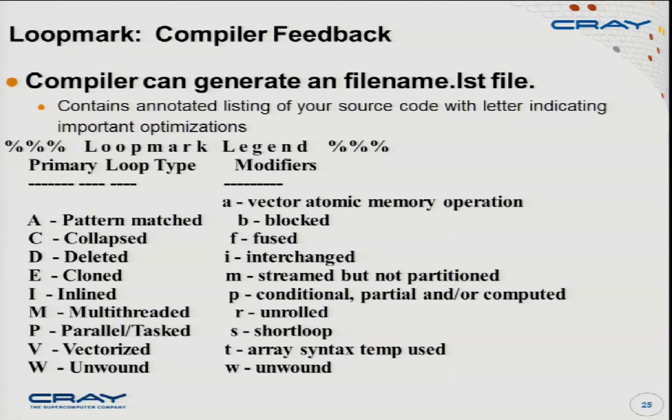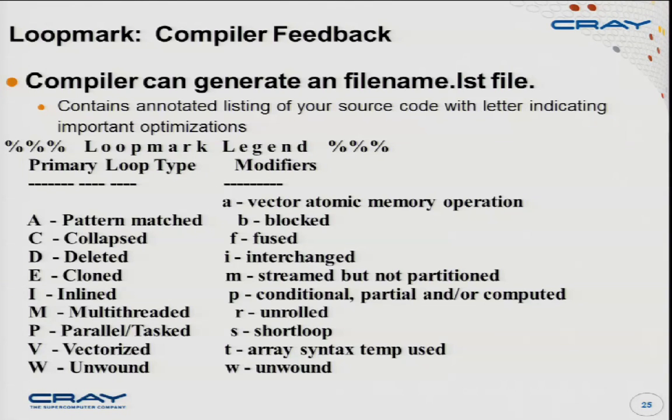Big V, vectorized, that's pretty easy to understand. Big W is unwound. Unwound basically says it saw the trip count of your loop, and it saw that it was small enough that it just replicated it that many times and blew away the loop structure. Modifiers are atomic memory operations. That applies to PGAS more than anything.